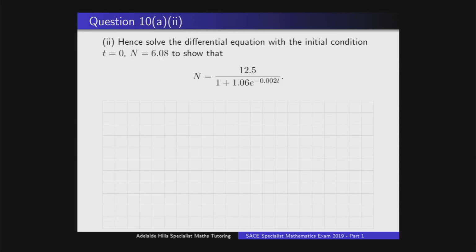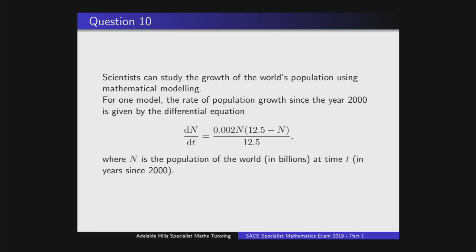All right, now part 2, we want to solve the differential equation with the initial conditions and show that we can come up with a solution with n as a function of t. Okay, so what we would do is, starting with our differential equation, just recall what the differential equation was. It's this thing back on the start of the question. We've got 0.002 times n, and that's equal to dn/dt.